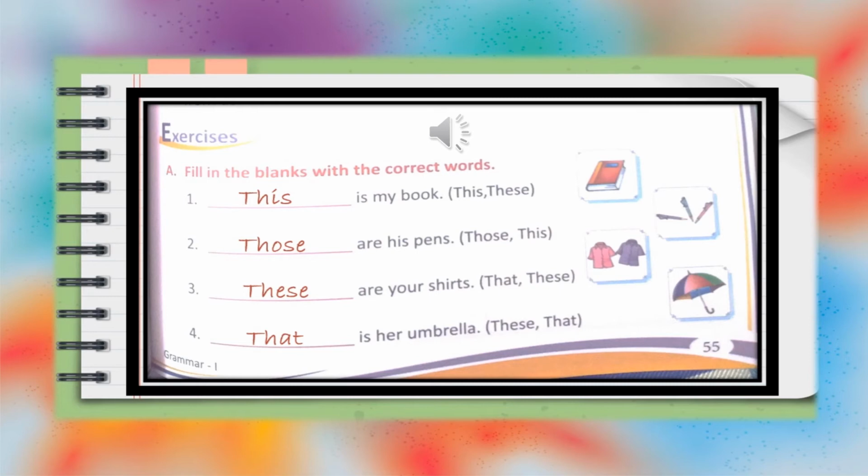Number 4. Dash is her umbrella. As you can see, the umbrella is at a distance. But it is a singular object, not plural. And what do we use for singular faraway objects, students? Yes, we use that. That is her umbrella.